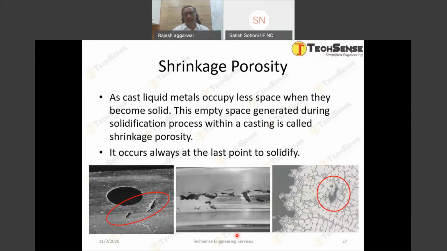Now, let's talk about the other type of defect, what we call the hot defects. As we go along, we will understand why we are calling them hot defects. As cast liquid metals occupy less space when they become solid, this empty space generated during the solidification process within a casting cavity is called shrinkage porosity. It always occurs at the last point to solidify. So you can see the microscopic examination as well as the microstructure examination of this defect.